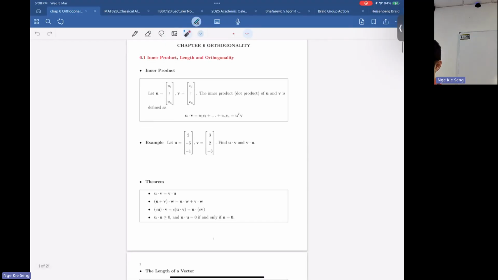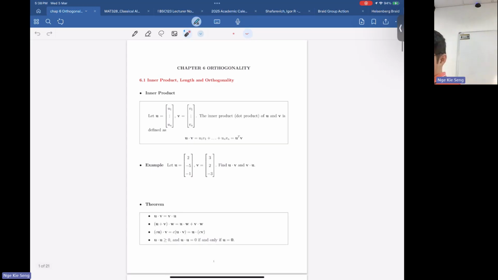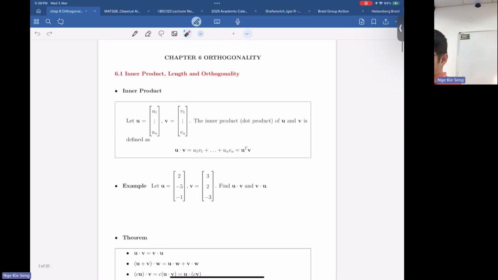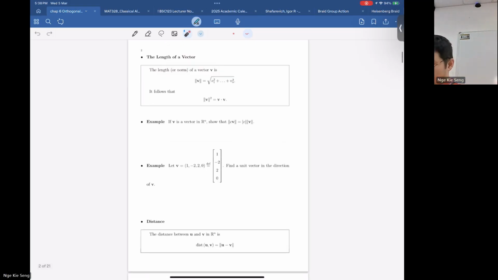Okay, we have chapter 6. What's left to do is chapter 6. After that example is finished, we'll move to chapter 6, which is about orthogonality. Orthogonality means 90-degree to each other. Then we will introduce the inner product. From the word, you should think about a new kind of product. Then we talk about length, and then orthogonality, the angle between two vectors.